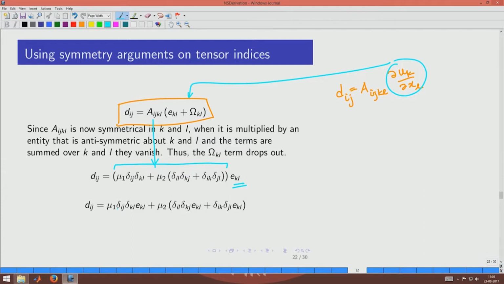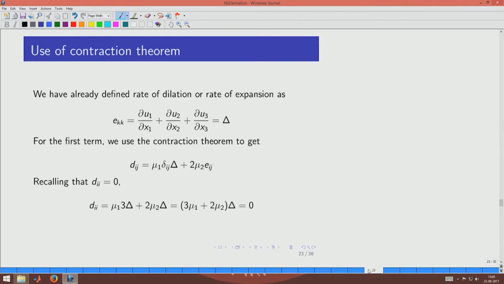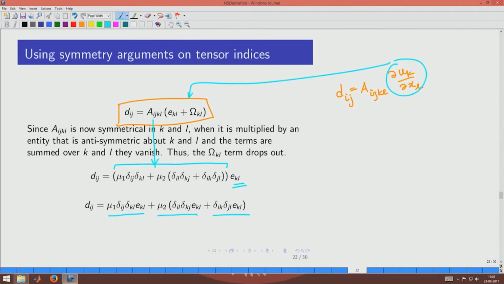When we are doing that, we can multiply part by part. So mu 1 delta I j K L into E K 1 K L comes here, and then we multiply. So why are we doing part by part? Because the Kronecker delta has a specific property. It can be used to swap the indices, and we are going to do that now. So we are going to use the swapping of indices.